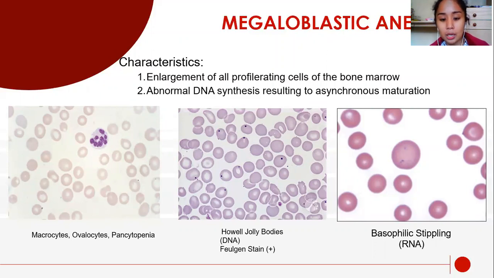What else? Expect Howell-Jolly bodies class. The inclusion inside your Howell-Jolly bodies, it's DNA. And the only time that you can detect its DNA is if it's Feulgen stain positive. And class, basophilic stippling. Kasi DNA ito eh, so even the creation of RNA is affected. So, merong konting basophilic stippling, but it's rare, ha? So, ang gusto ko i-memorize nyo, macrocytes, hypersegmented neutrophils, Howell-Jolly bodies, and Feulgen stain.